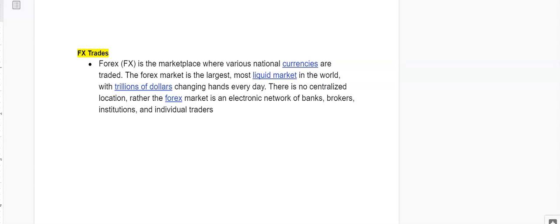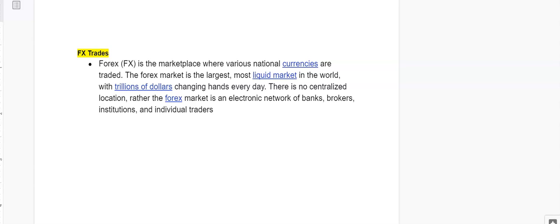Now, as I said before, I do not have any FX trades in my UInvest account because that basically means Forex, so foreign exchange. FX are foreign exchange trades in a marketplace where national currencies from all over the world are traded. And so obviously this makes the Forex market the largest and most liquid market in the world. Again, this is straight from Investopedia. And there are trillions of dollars traded every day. This is basically the global marketplace.